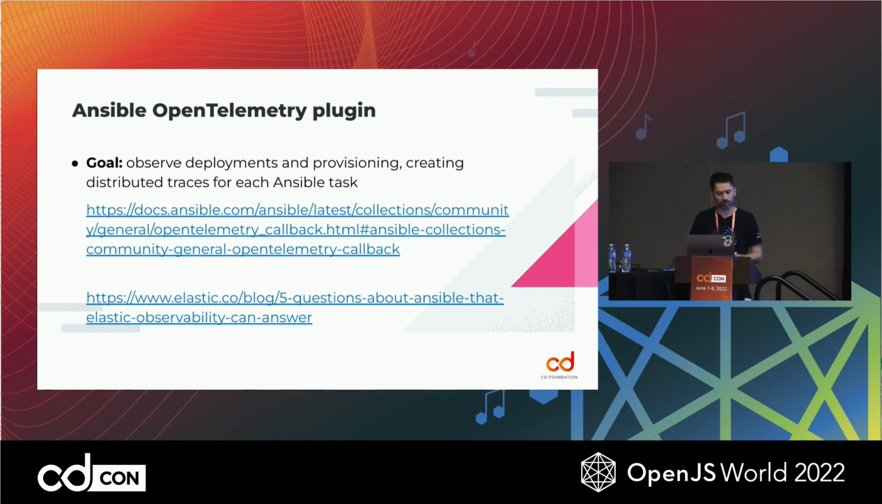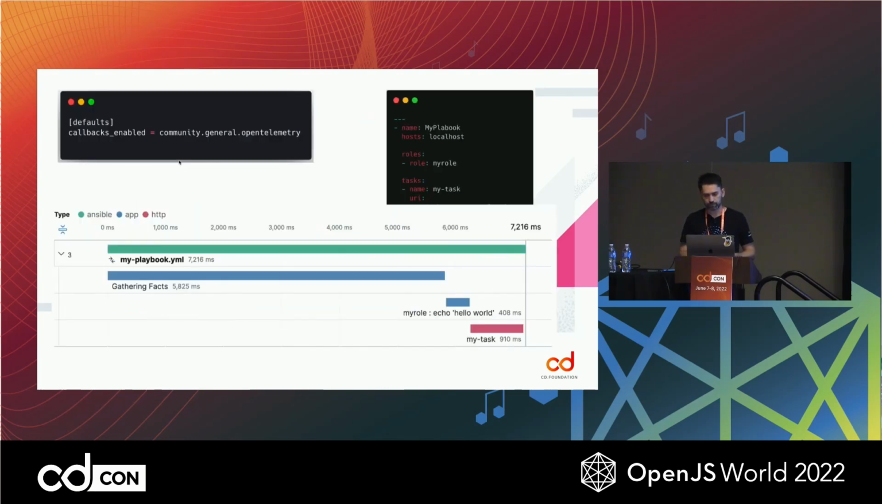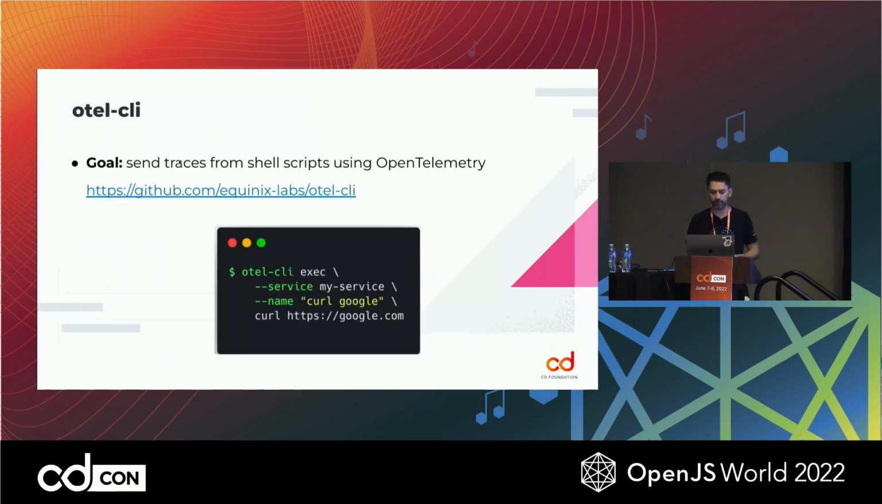Another project that we have contributed to, in this case to the Ansible community, is the Ansible Open Telemetry plugin, which is able to add distributed traces for any Ansible task. I recommend this blog entry in the Elastic blogs about how to use it in your infrastructure when deploying things with Ansible. Super easy to use. You have an Ansible configuration file, you add the callback, you define your playbook, and that's all. You have your distributed traces for Ansible.